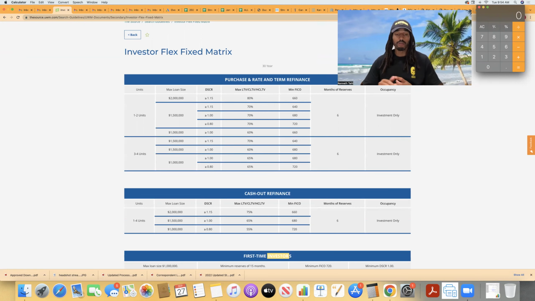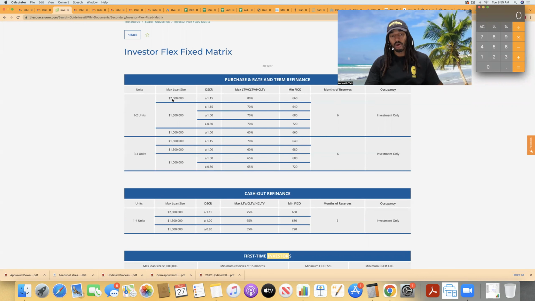debt service coverage ratio. So what that means is this: if you have a property, let's just say a 1 unit rental property to keep it simple, and the rental income is let's say $4,500 a month, right? So the rental income on this property is $4,500 a month. Let's just start from the top where it says the debt service coverage ratio, maximum loan amount on a 1 to 2 unit property, $2 million.